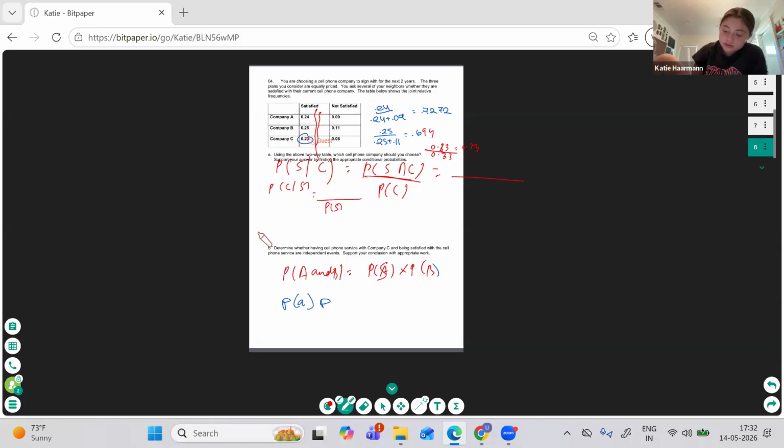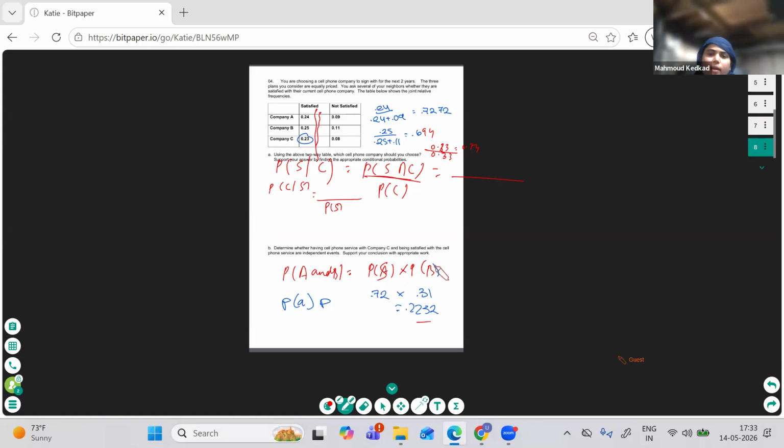Is 0.72. Okay. And then times the probability of B, which was what? Company C. So 0.23 plus 0.08. 0.31. Is the product equal? Times 0.72. Let me do the first part. So it's similar. We didn't find S and C though. Did we? Oh, it is 0.23. It's the same, so almost similar. I think maybe some calculation. So they're equal, so they're independent events.